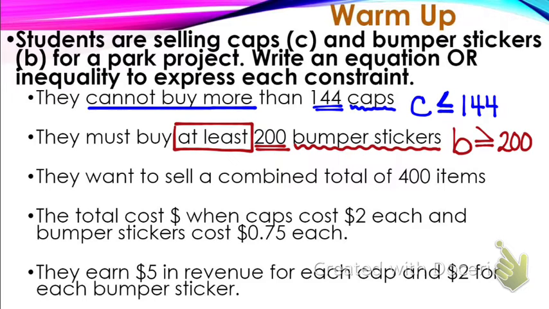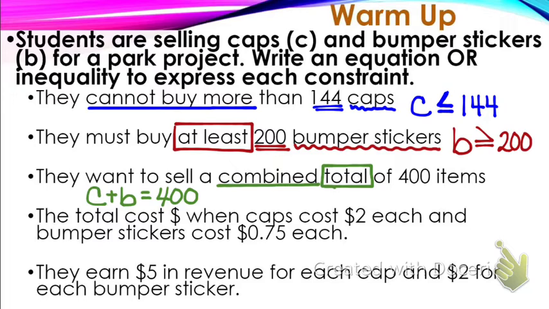Third bullet point, they want to sell a combined total of 400 items. Equation or inequality? Equation. It's telling me what they want the total to be, not less than something or greater than something, not more than or at least, not at most. I know what I want this to be equal to. If I have a combined total, how do we combine things in math? We add. What am I adding together here? C plus B equals what? Equals 400. Beautiful.